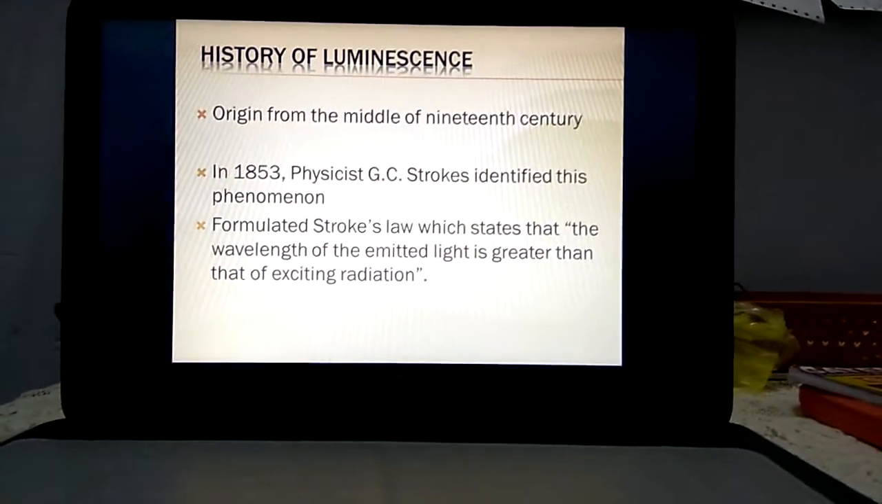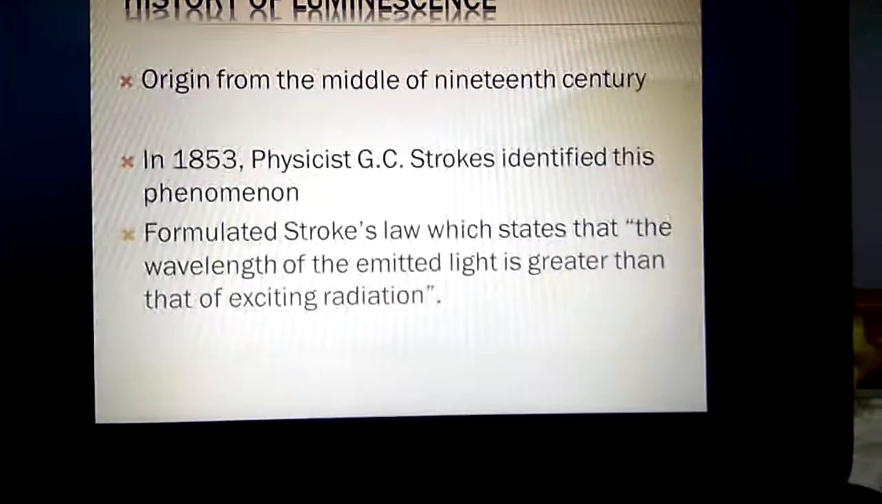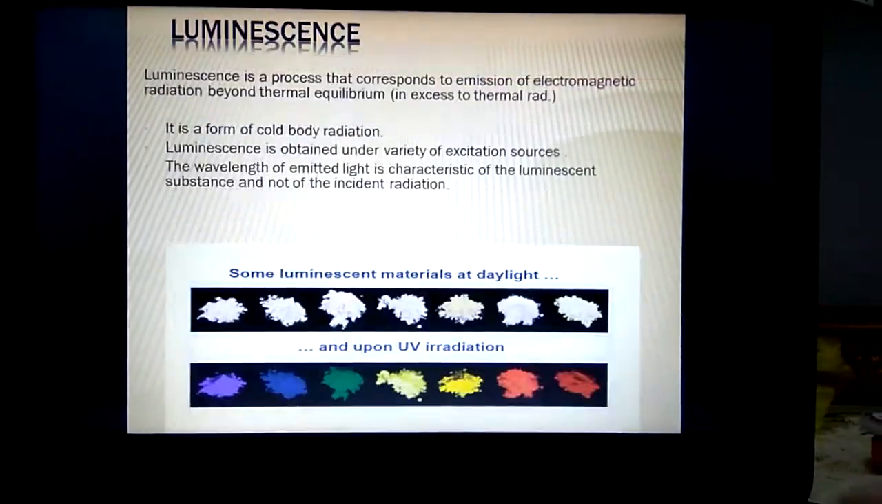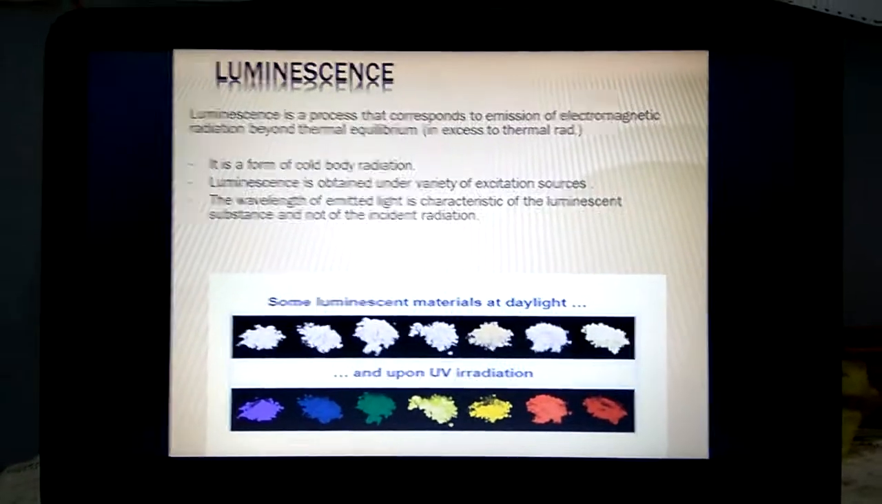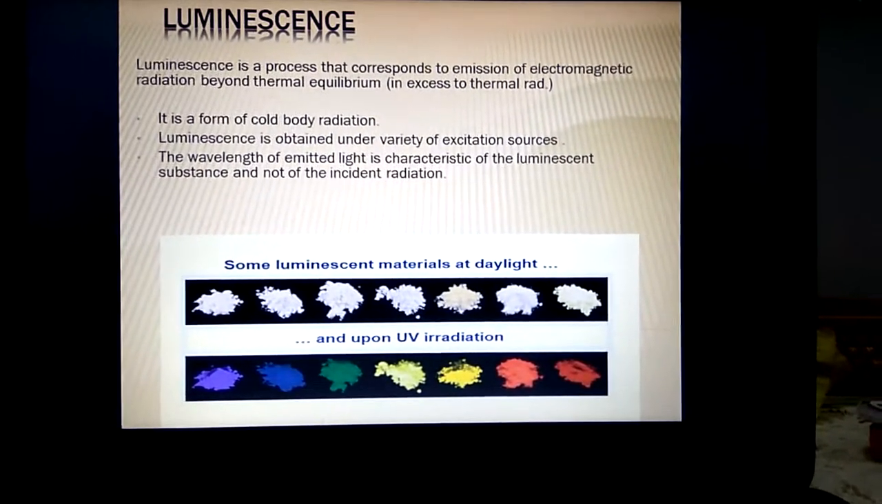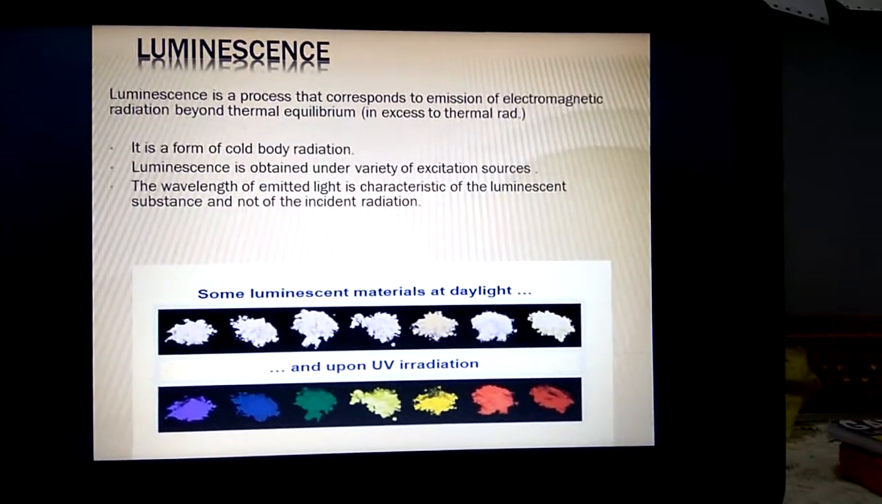History of luminescence. It originated in the middle of the 19th century by scientist G.C. Stokes. Now, what is luminescence? It's a process that corresponds to emission of electromagnetic radiation beyond thermal equilibrium. It's a form of cold body radiation.